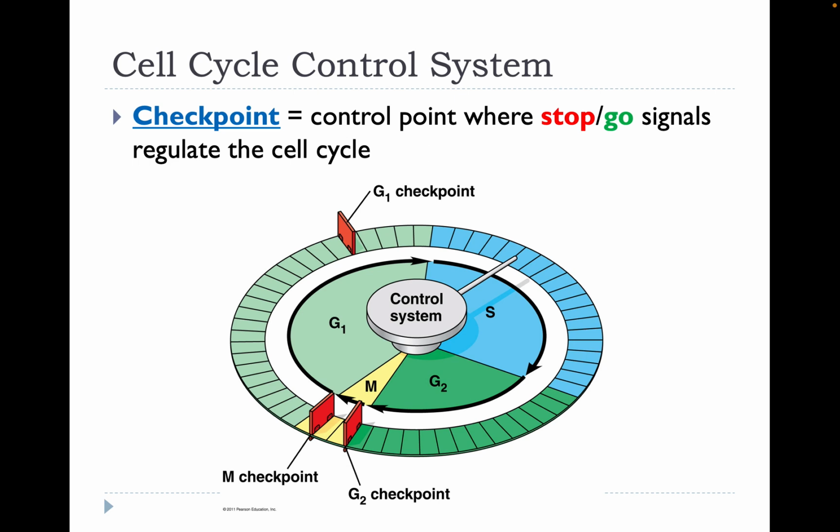All right, so back to eukaryotic cell cycles. We talked about interphase as everything except the mitotic phase. We said the first phase of interphase is growth 1. Then there's the synthesis phase where DNA is replicated, and then growth phase 2. Now, each of these red spots, these are called checkpoints. And a checkpoint is a control point where stop or go signals are regulated by the cell.